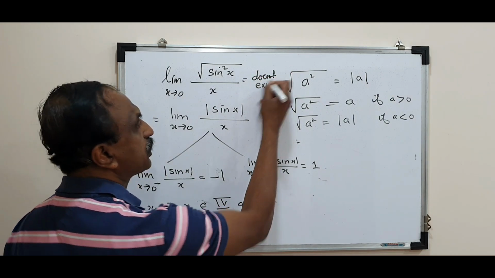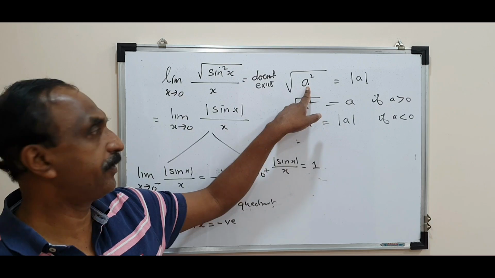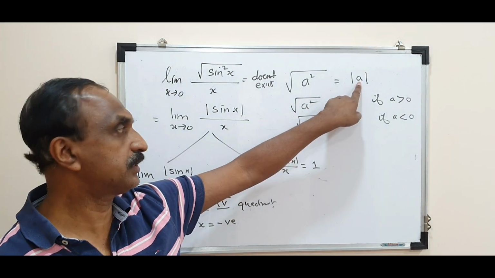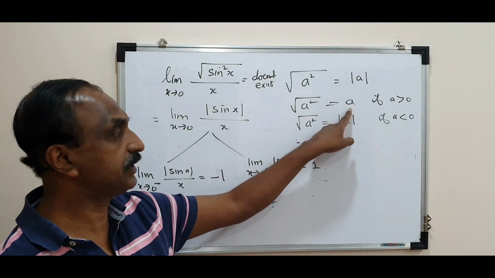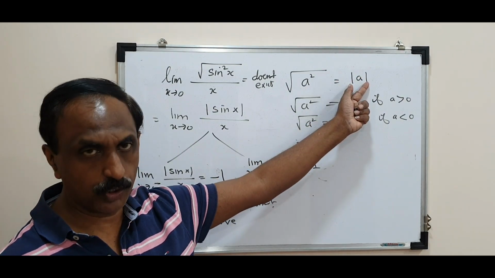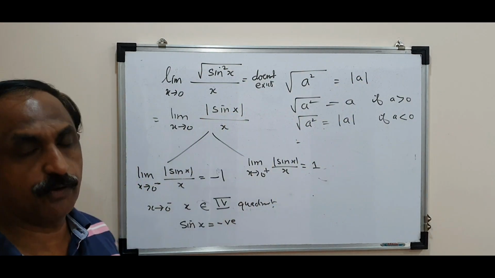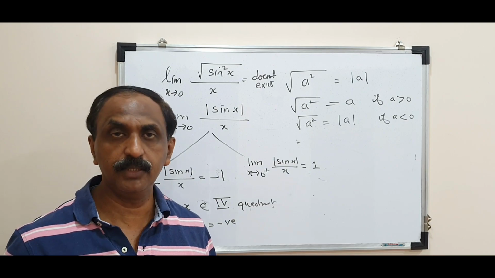So in this example, you must remember that whenever I have the root of a perfect square, I should write it as modulus of a and not as a alone. You should always put the modulus. After putting the modulus, you then have to check whether the left hand limit and right hand limit are equal or not.